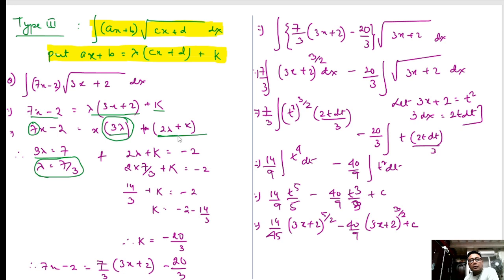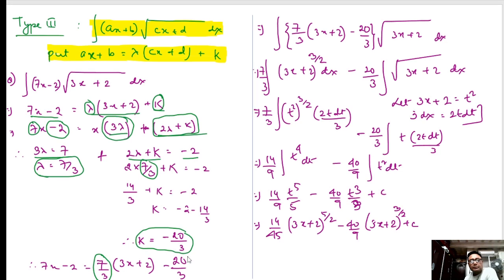Similarly, my constant is this and their constant is minus 2. So 2 lambda plus k equal to minus 2. Putting the value of lambda, we find the value of k. So now we know k and lambda. So we have to put the values of lambda and k here. So here we put. That means 7x minus 2 can be written like this. So here this is the 7x minus 2.